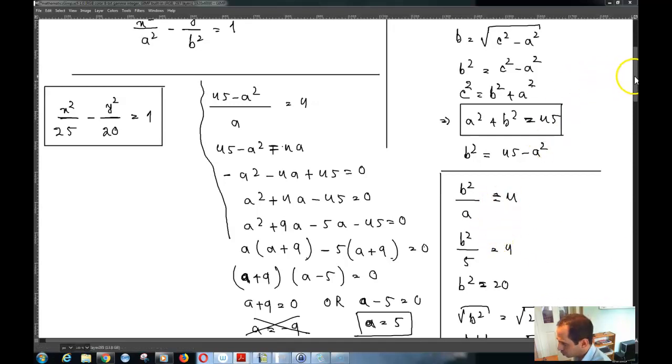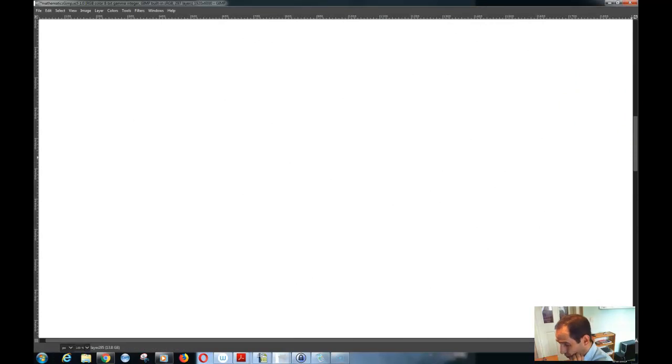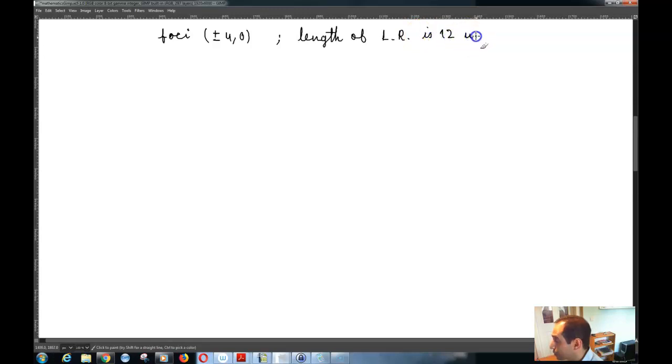So as you can see, there is actually a point in each and every one of these exercises. You really don't want to miss them. Okay, so the next one is, for example, suppose that your foci are at plus or minus 4, 0. These are your foci, and the length of the latus rectum is basically 12 units. These are essentially some ways to think about these hyperbolas.